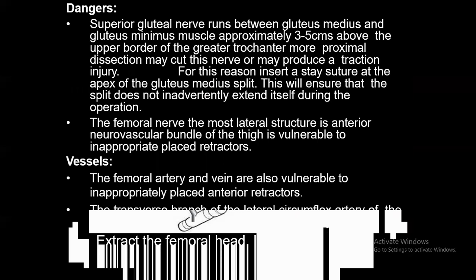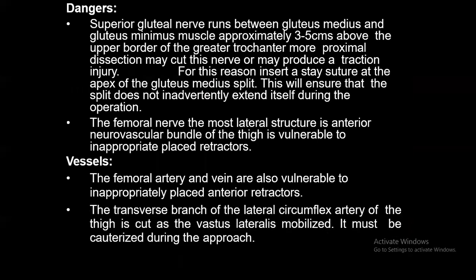Dangers of the approach. The superior gluteal nerve runs between the gluteus medius and the gluteus minimus muscle approximately 3 to 5 cm above the upper part of the greater trochanter. More proximal dissection may cut this nerve or may produce a traction injury. For this reason, insert a stay suture at the apex of the gluteus medius split. This will ensure the split does not inadvertently extend during the operation.